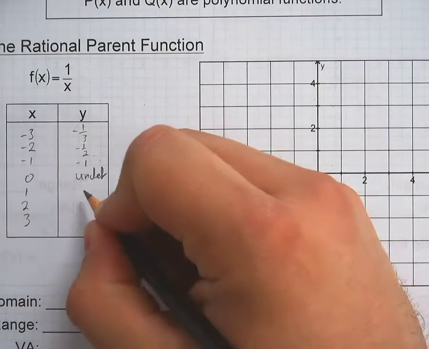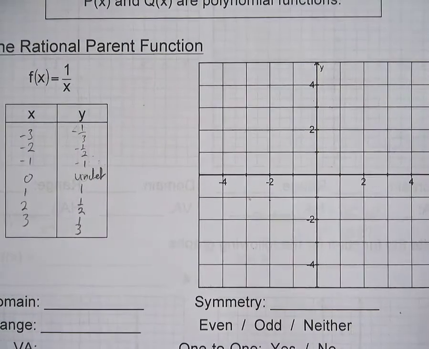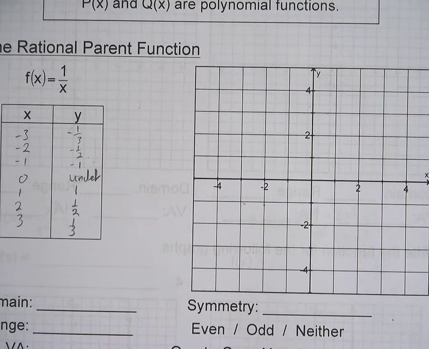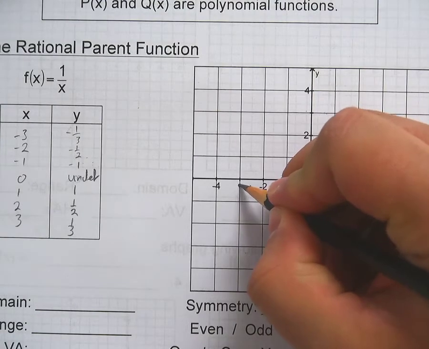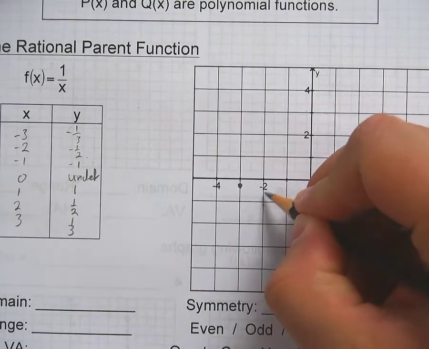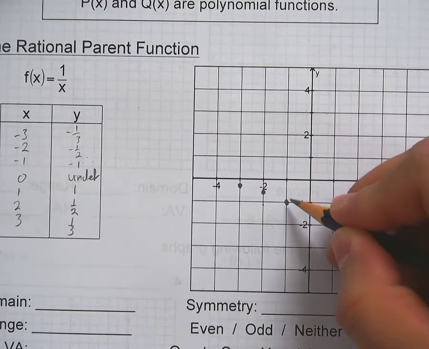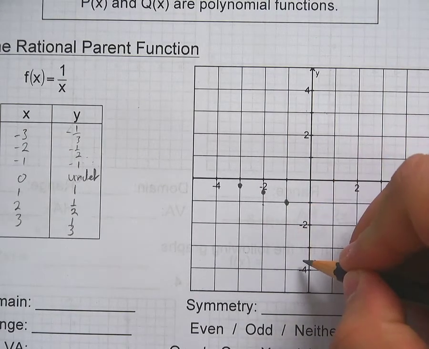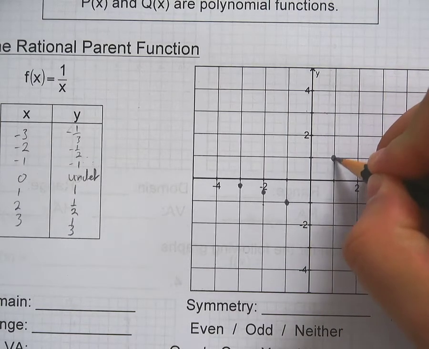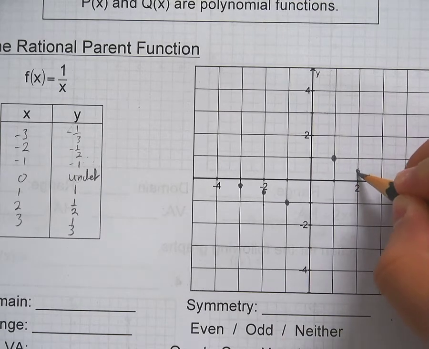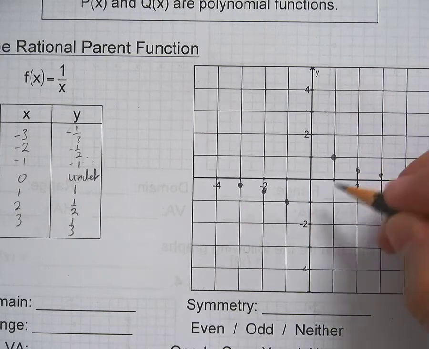Plug in a 1 and you get 1. Plug in a 2, you get a half. Plug in a 3, you get a third. Okay, so we start off with (-3, -1/3), we go to (-2, -1/2), (-1, -1). 0 is undefined. And then it pops up to (1, 1), (2, 1/2), (3, 1/3). And if it was a 4, it'd be a fourth, on and on.